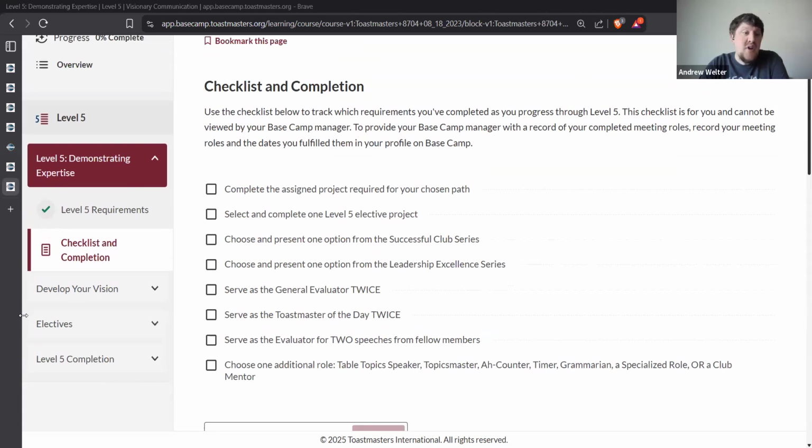If someone is doing multiple paths at once, can roles double count? No, you're doing one role, so you can only count it once. You can't say, well, I need it here and here, so I'm just going to count for both. You have to do it twice. So you can't quite double dip on that.